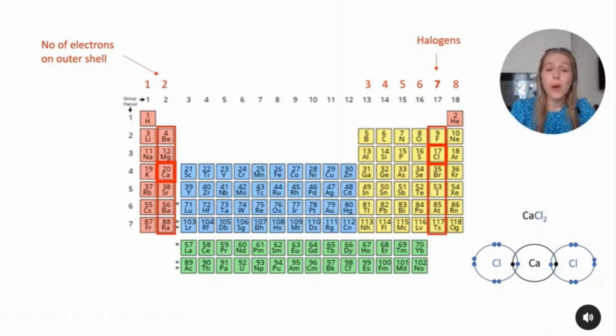So 1 atom from group 2, which are the metals, always pairs up with 2 atoms from group 7, the halogens. And you might be asked a mix and match of those. So you might be asked calcium chloride, you might be asked for magnesium chloride, etc.